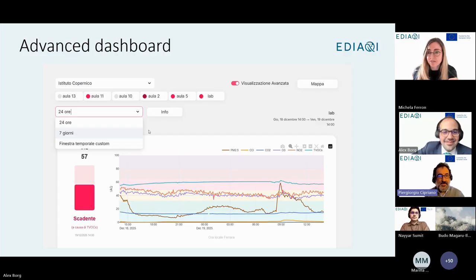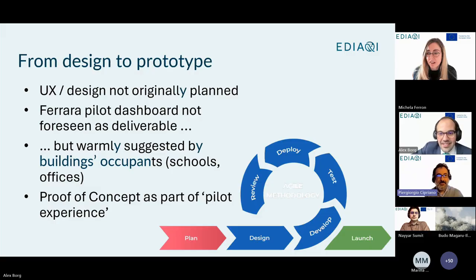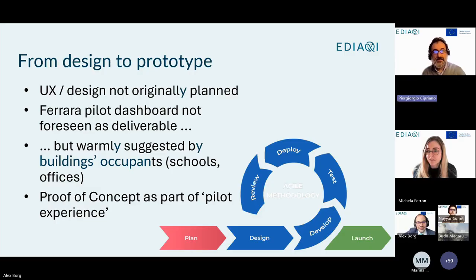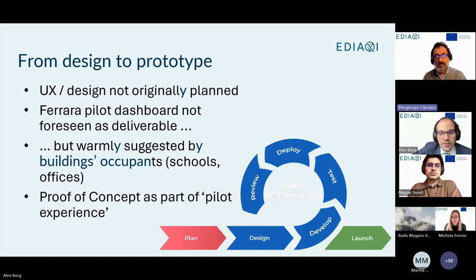Thanks, Michela. So we can go to the next slide, Alex. So indeed, the Ferrara dashboard prototype was not part of the original project scope. Neither was the UX design work planned as a formal deliverable. But during the project, it emerged in an organic way from the pilot experience itself, thanks to the interaction with building occupants. So with schools, with people from public offices, we understood that the idea of visualizing air quality data, and their clear interest in it, at the end brought us to the need for developing a dashboard as a sort of natural response.